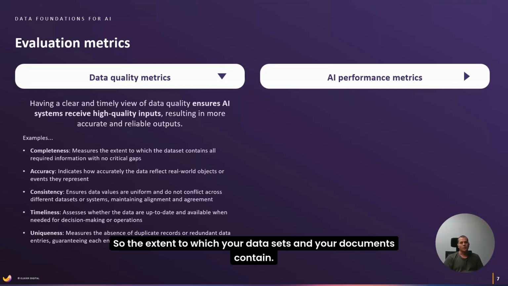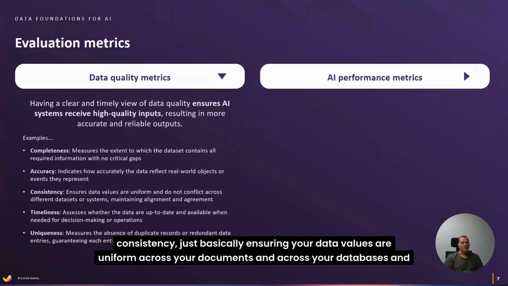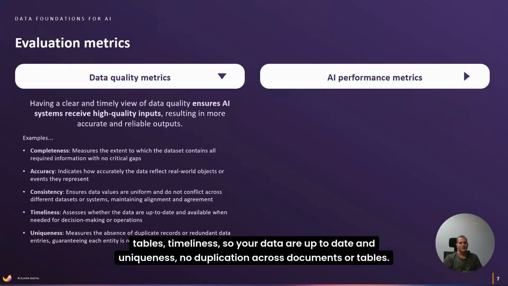Things that you can start calculating to measure your data quality are things like completeness, so the extent to which your data sets and your documents contain the required information; accuracy, so how well your data reflect the real world that you're trying to represent; consistency, so ensuring your data values are uniform across your documents and across your databases and tables; timeliness, so your data are up to date; and uniqueness, no duplication across documents or tables.